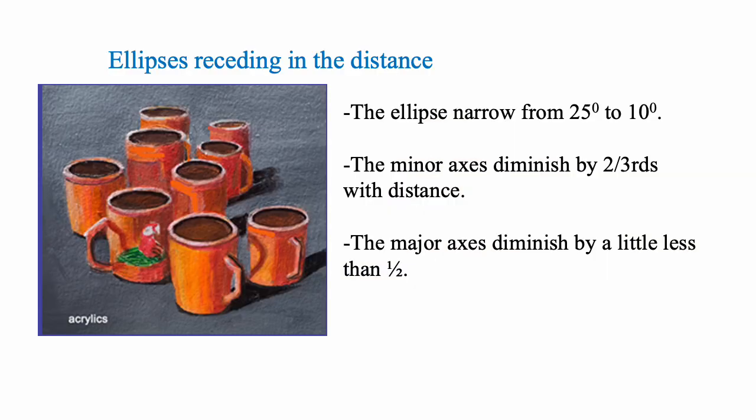Although these are identical cups, they appear to narrow as they recede, going from about a 25-degree ellipse in front to a 10-degree ellipse in back. Foreshortening is the shrinkage of dimension into depth more than width. So the minor axes here diminish by about 2/3 with distance, whereas the major axes only diminish by less than half, and the result is a narrowing of the horizontal ellipses.